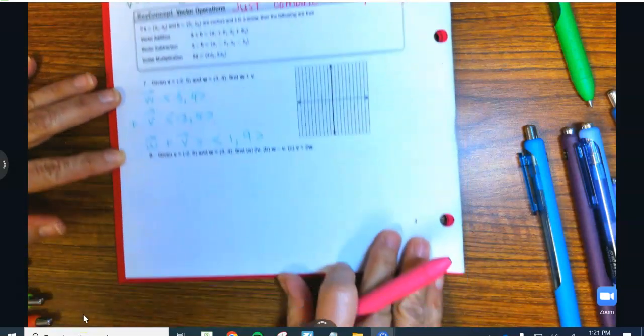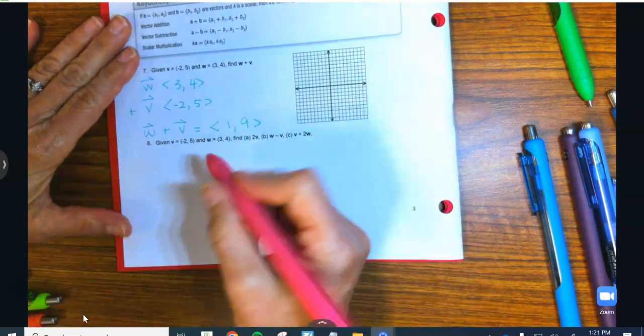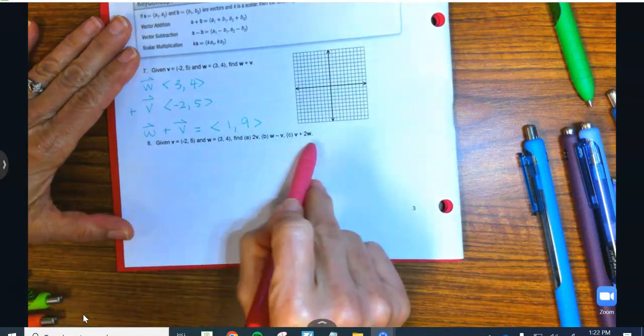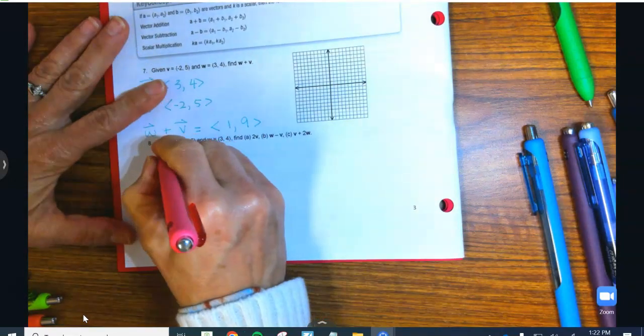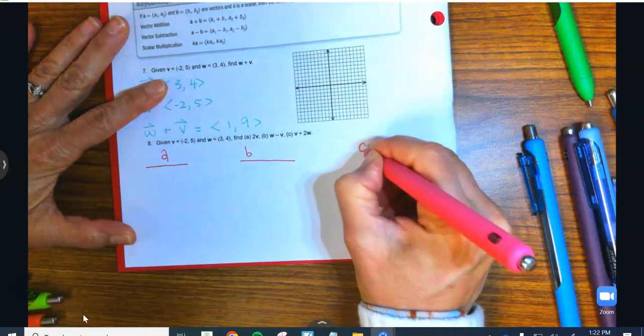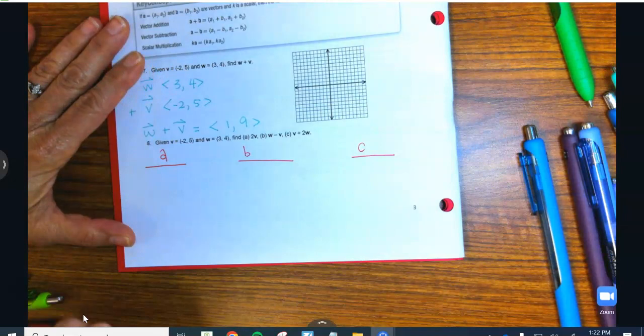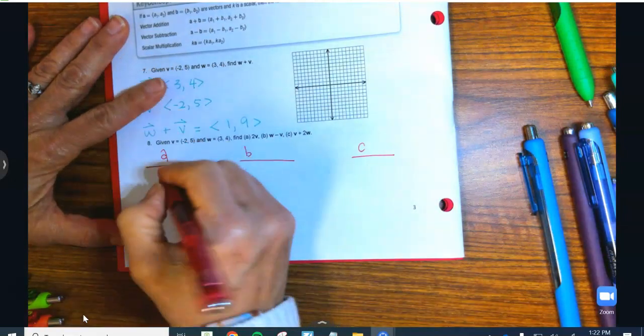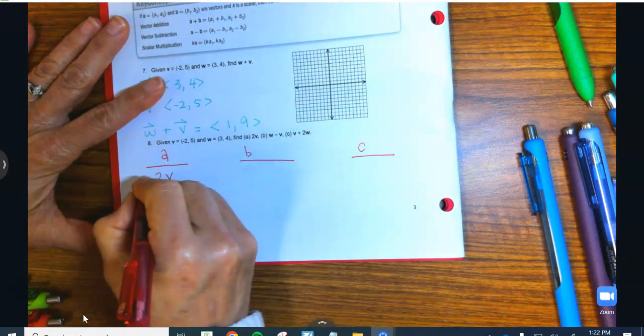All right, but let's take a look at number 8. Number 8 has 3 parts. So we've got part A, part B, and part C. For part A, it's going to be 2v. Part B is going to be w minus v, and C is going to be v plus 2w. All right, back to 2v.